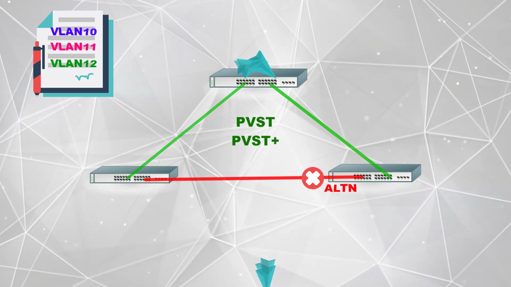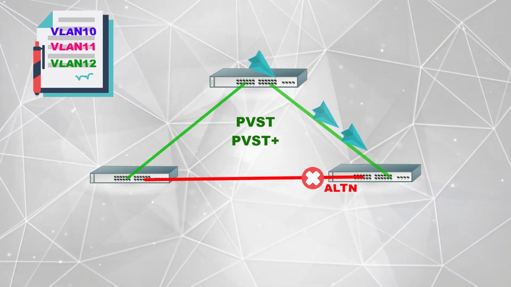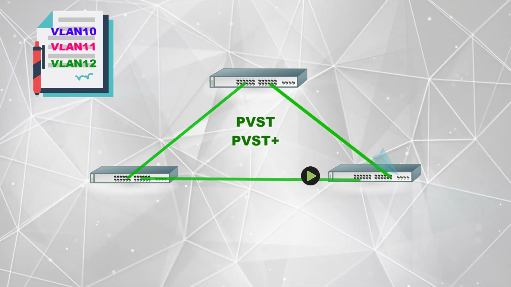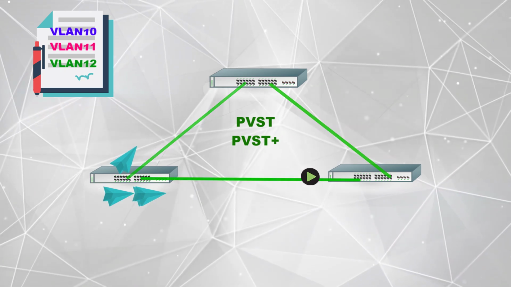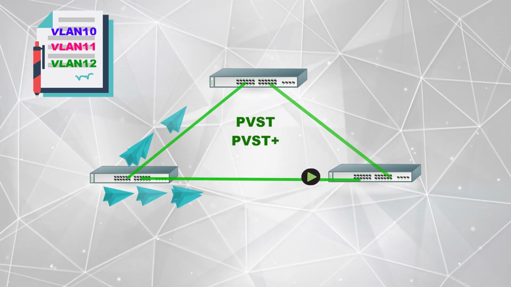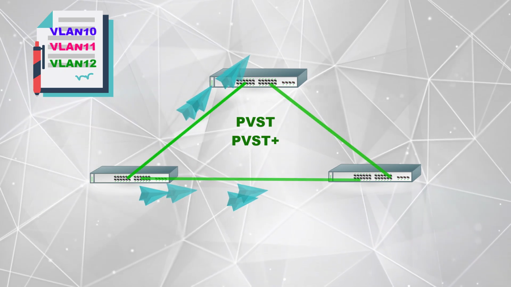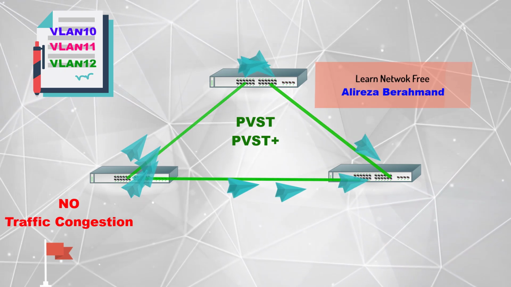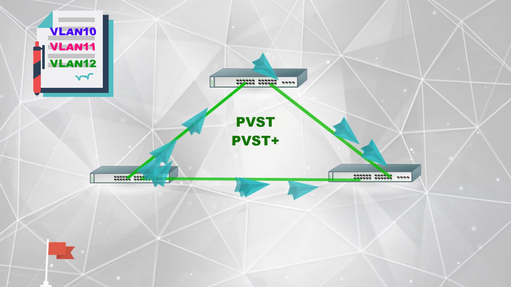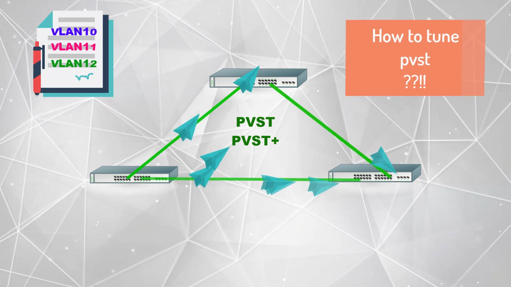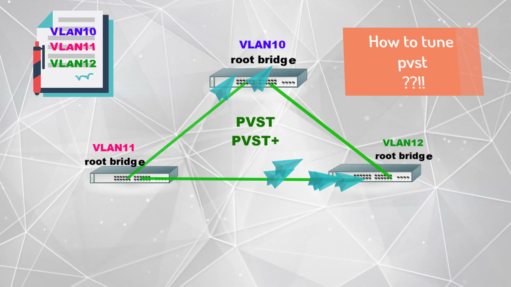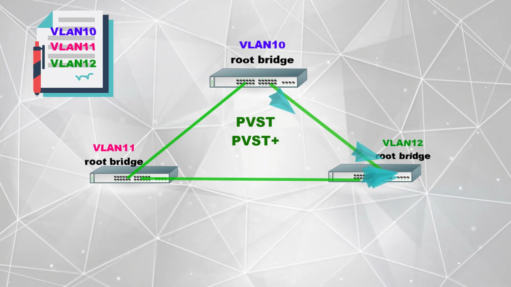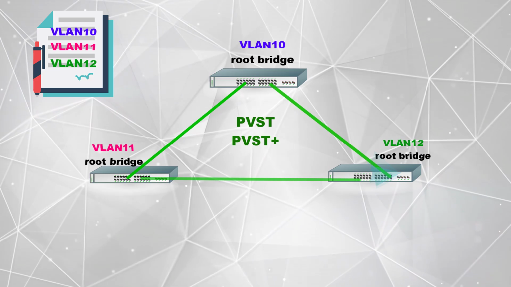Per VLAN Spanning Tree Protocol, which enables us to use every single link to transfer data among the VLANs. In addition, RAM and CPU usage in switches is going to be decreased. One of the biggest reasons to tune PVST is that it prevents traffic congestion. Now, the question is how to do that? Well, you can easily change the root bridge for each VLAN to be able to use the maximum capacity. Alright, let's get started with the laboratory.